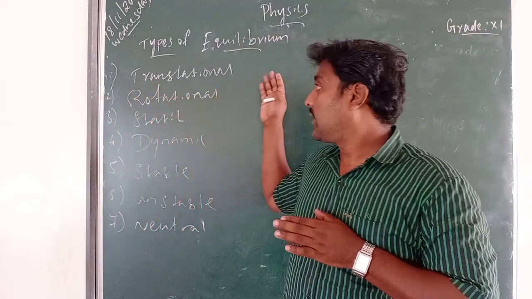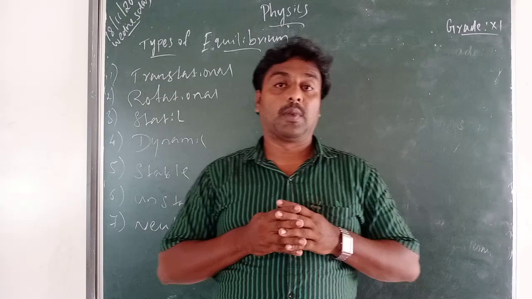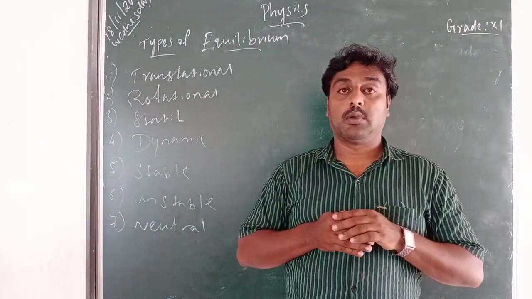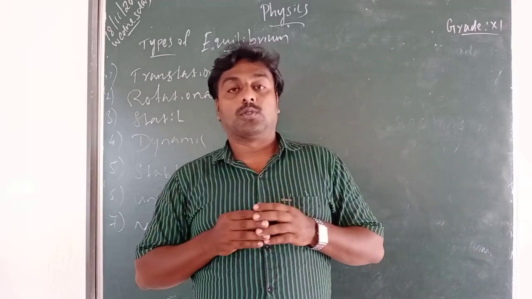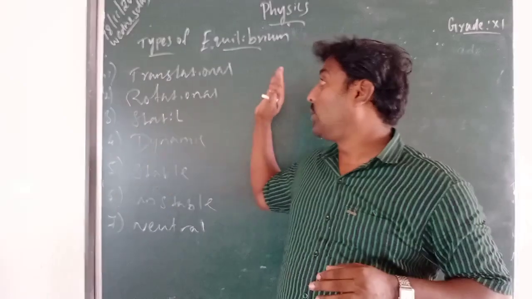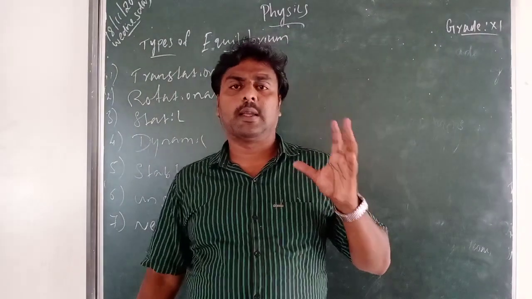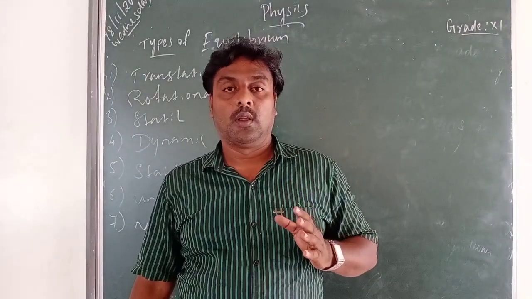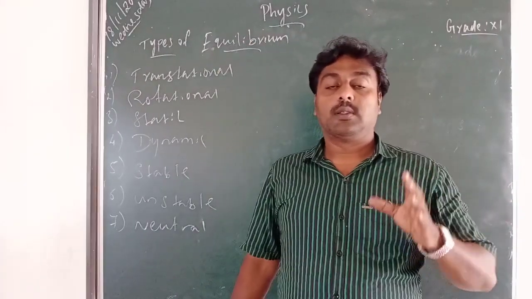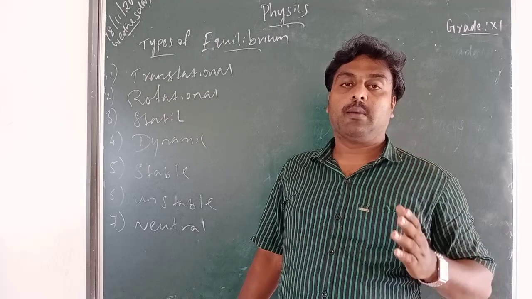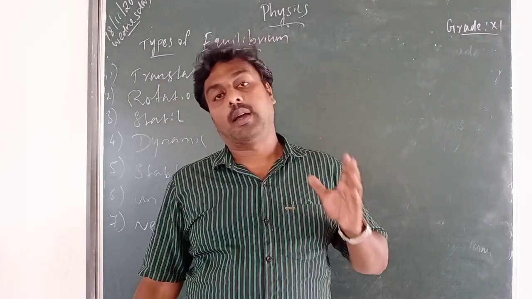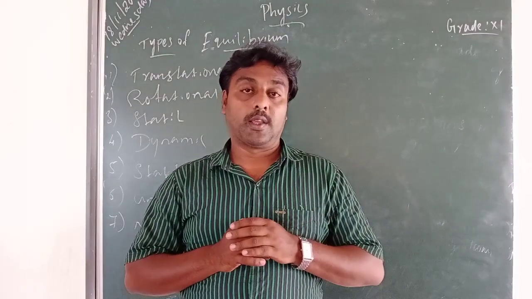So here there are some types of equilibrium given. You can see on page number 228, there is a table 5.2. This is one of the important 5-mark questions in this unit. The types of equilibrium are translational equilibrium, rotational equilibrium, static equilibrium, dynamic equilibrium, stable equilibrium, unstable equilibrium, and neutral equilibrium.